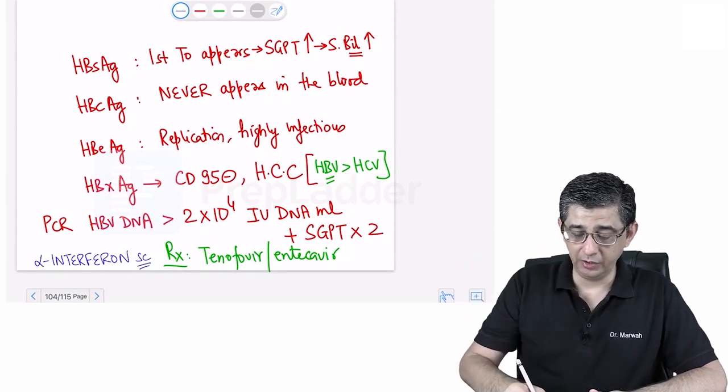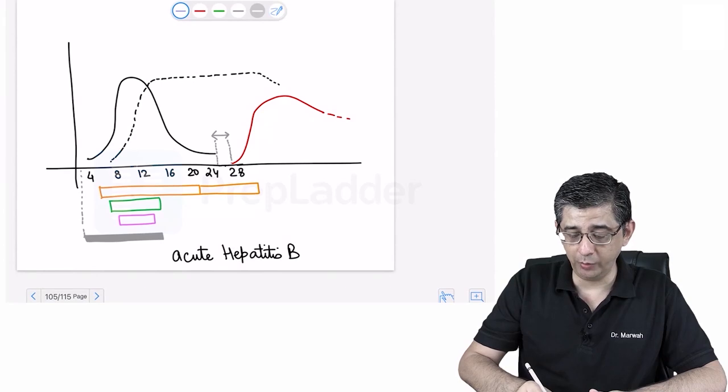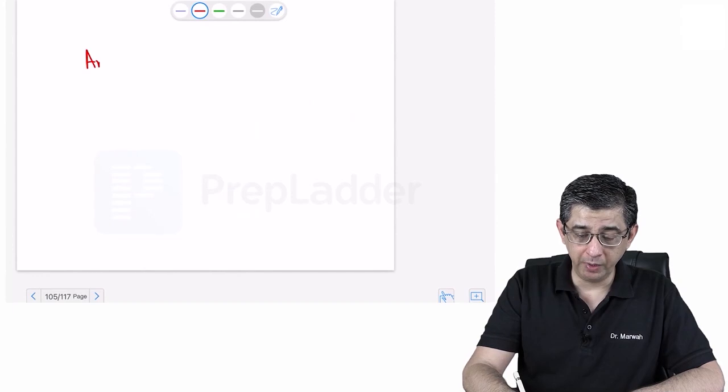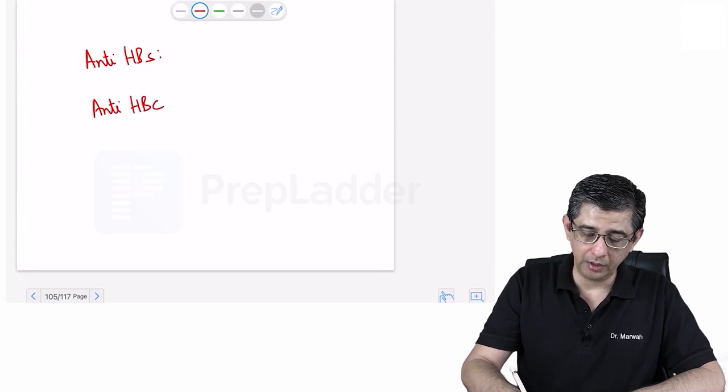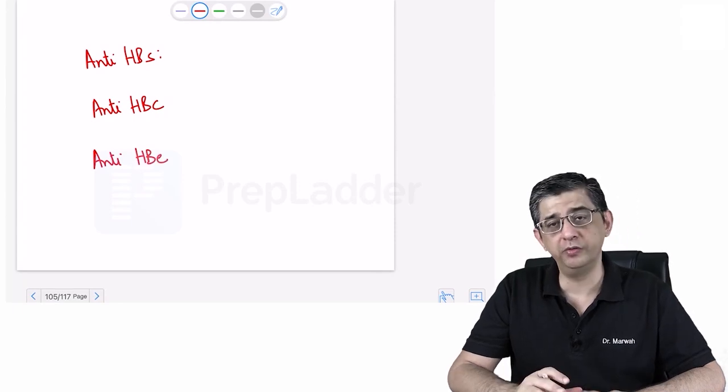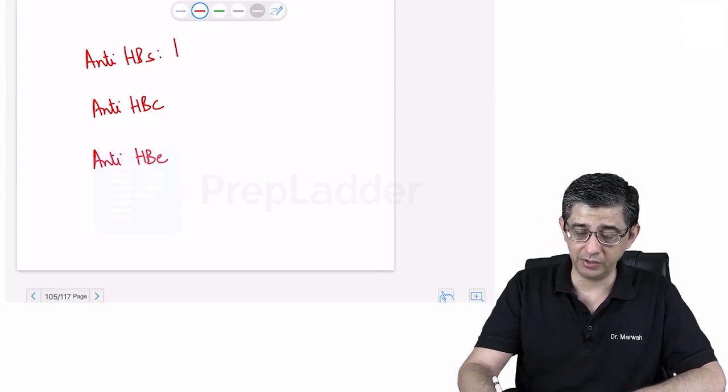And once we are done with the antigens, we will now be focusing on antibodies that would be developing in these patients. The antibodies to be remembered by you would be antibody against the surface antigen, which is anyway the protective antibody. Then is antibody to the core antigen. And the third one would be antibody to the E antigen. And before I formulate a table before you, it's important to understand the importance.